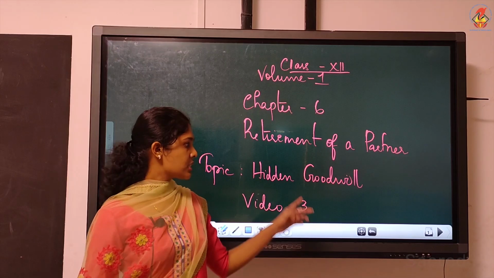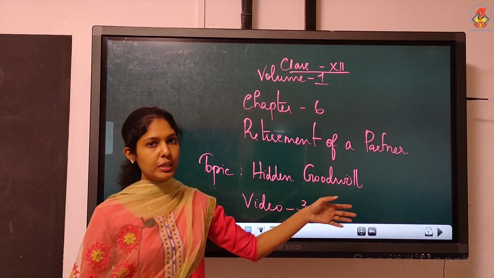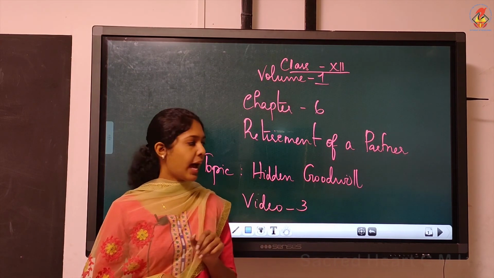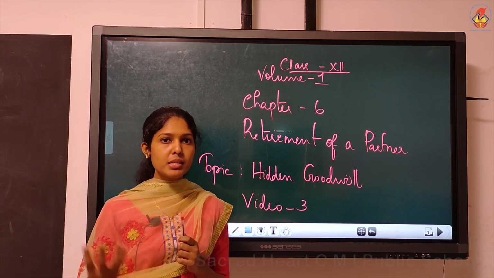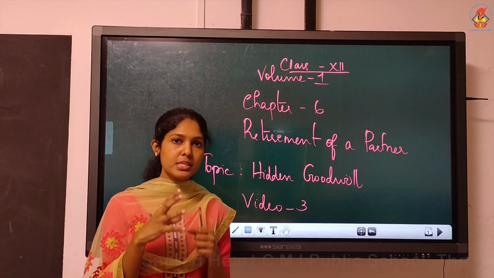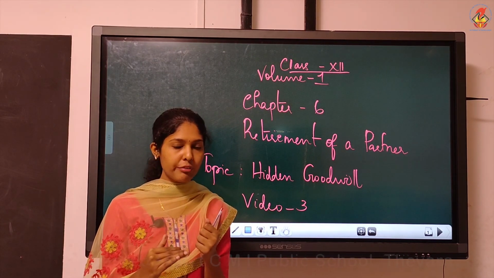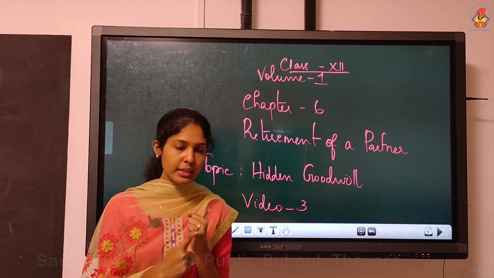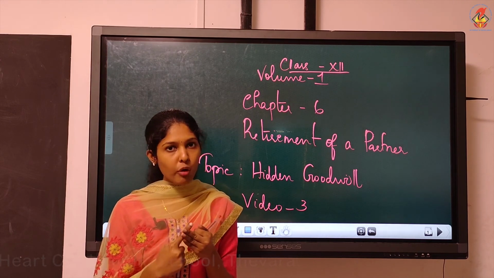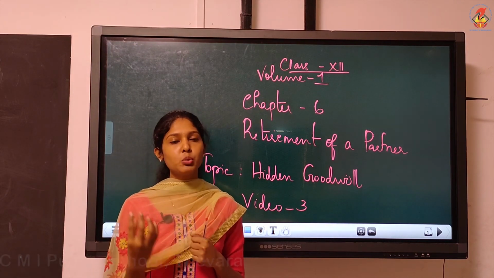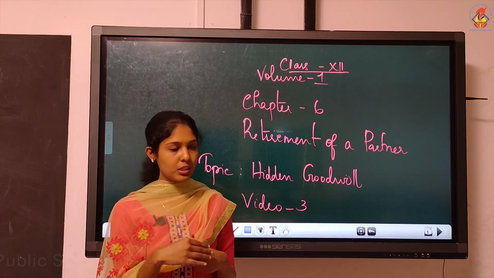Now we'll discuss this topic, hidden goodwill. Same topic we had in the chapter admission also. Hidden goodwill means the goodwill will be missing in the question. You have to apply one formula. There it was total capital less net worth. We got the value of hidden goodwill of the firm. Later we computed the new partner's share and we did the question.